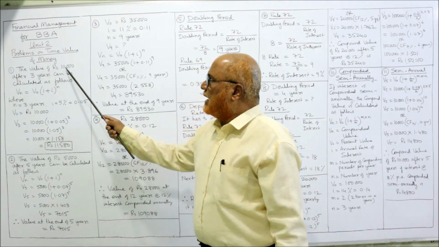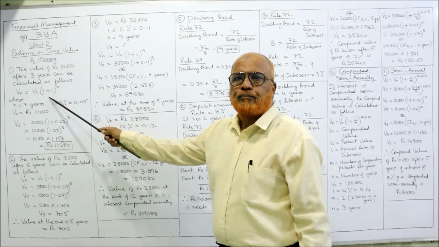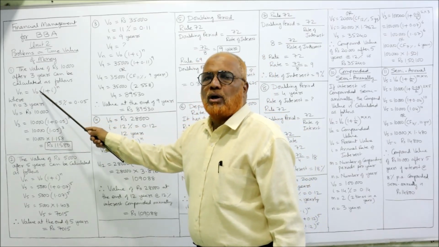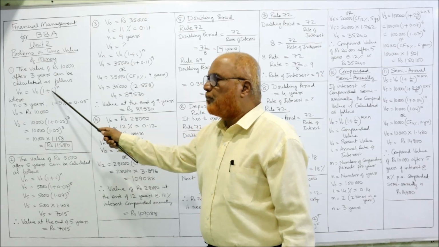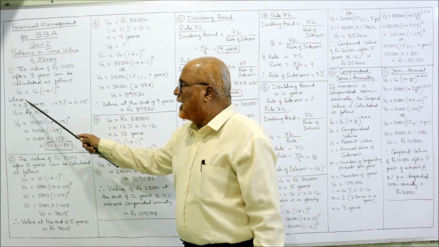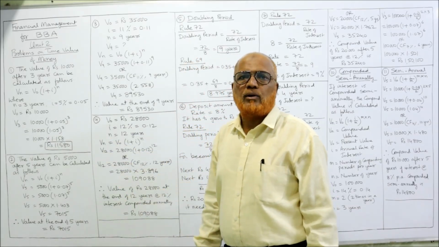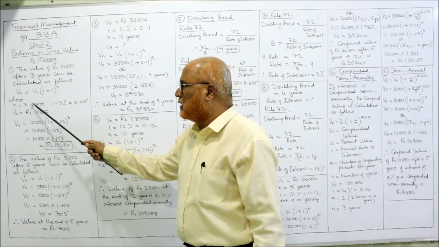Now see here, the value of 10,000 rupees after 3 years can be calculated by this formula. The formula is Vn equals Vo into (1 plus i) to the power of n. So what does it mean? n stands for number of years. After how many years do you want the compound value? 3 years. So n is equal to 3 years.